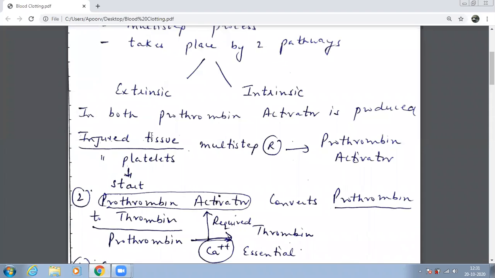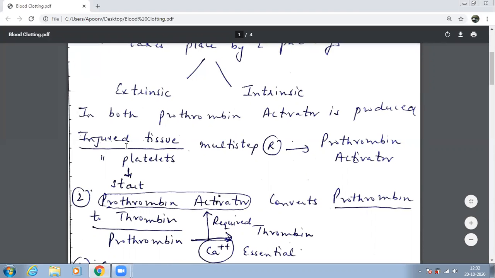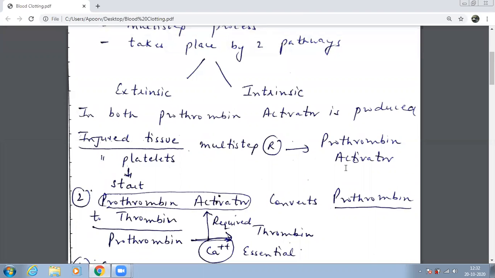I'm just giving you a very short review. I am trying to write a general equation for the first step. This is when you make your notes, this is the general equation. Supposing there's an injured tissue or an injured platelet, I put a slash. It could be a tissue which is injured or it could be a platelet which is injured. Then some multi-step reactions will take place. And the final product you will get is what? What are you getting as a final product after the first step? Prothrombin activator.